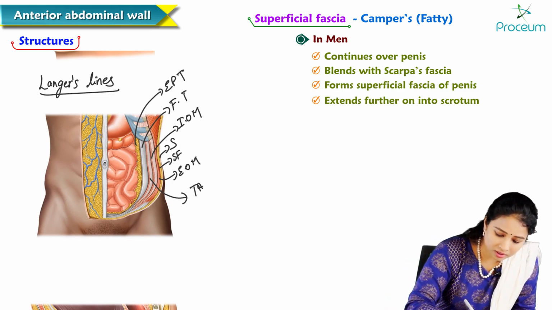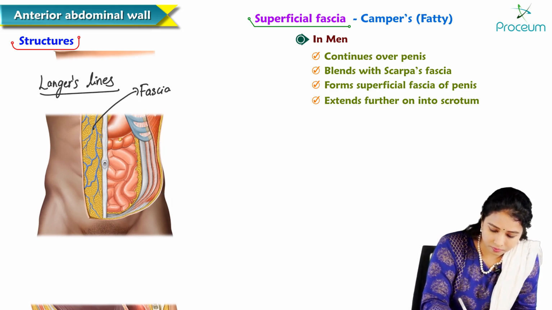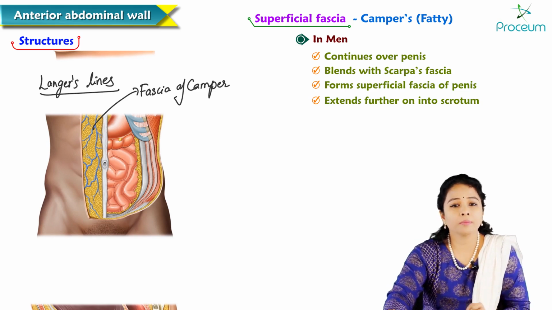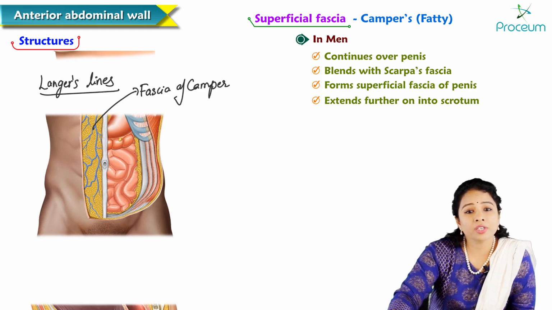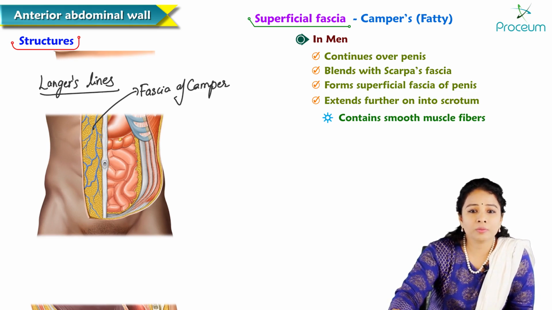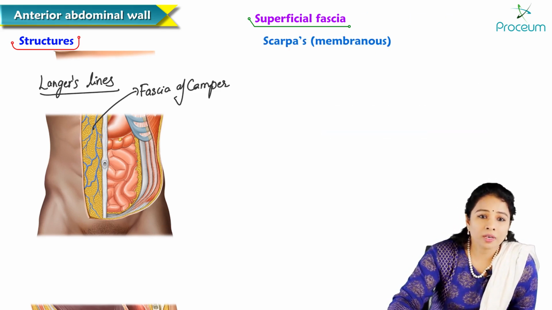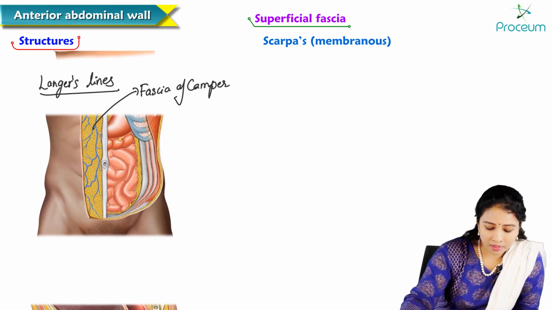So here we can see this is the fascia of Camper, or Camper's fascia. So in men, we know that this Camper's fascia continues as the superficial fascia of the penis, and this fascia extends further on into the scrotum, where it contains smooth muscle fibers and becomes Dartos fascia. Deep to this fascia of Camper, there is a membranous layer called Scarpa's fascia. So deep to this layer is the Scarpa's fascia.